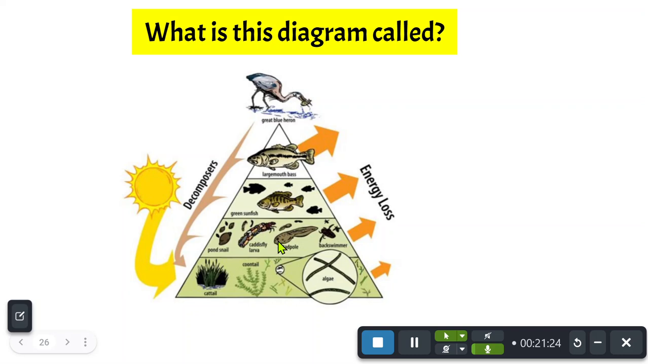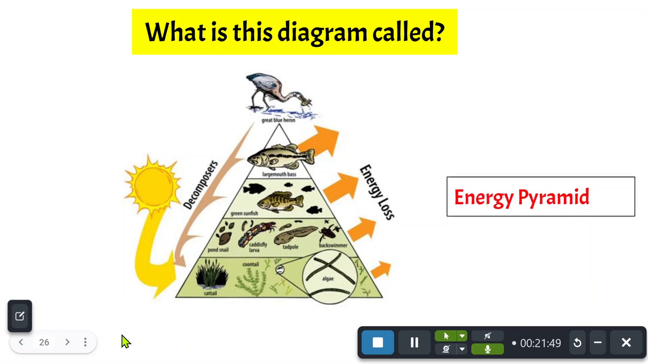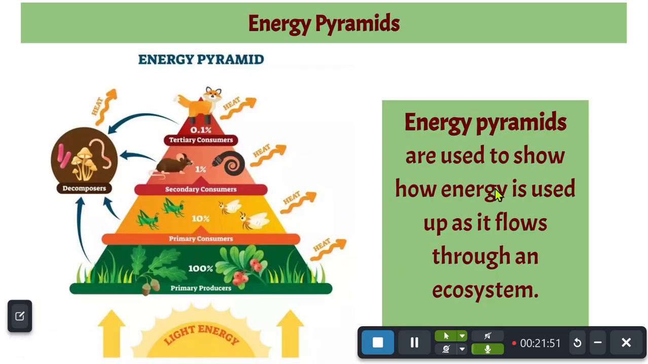Any place along the way we might have an organism die, and a decomposer will break it down and put nutrients back into the soil. So for the decomposers, there's less and less energy available to them all along the way as well. With decomposers, it's harder to figure out exactly how much energy they're getting because it depends on which level the organism is that it is decomposing. So this is an energy pyramid, and energy pyramids are used to show how energy is used up as it flows through the ecosystem.